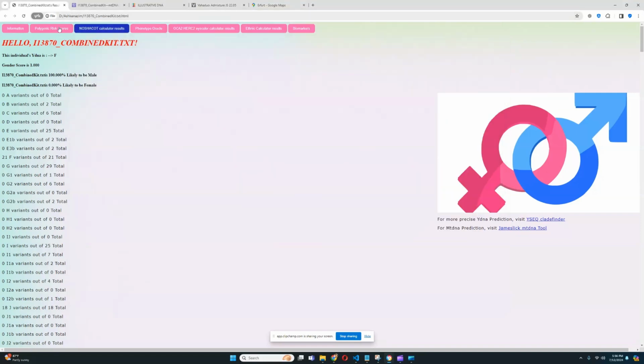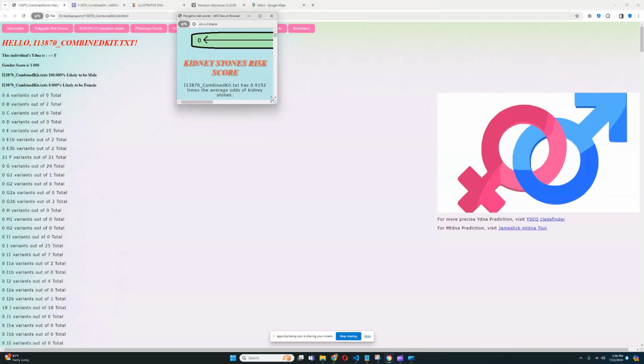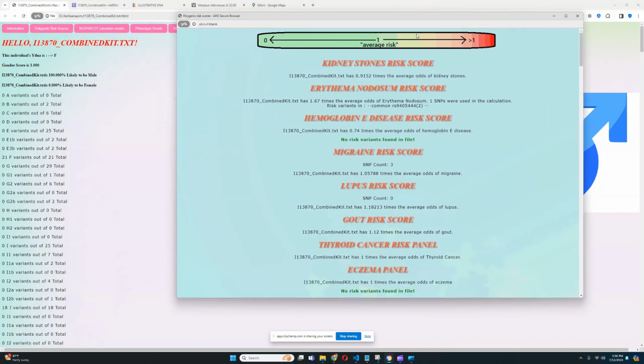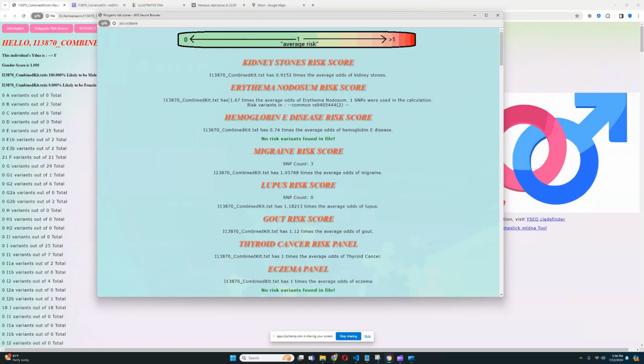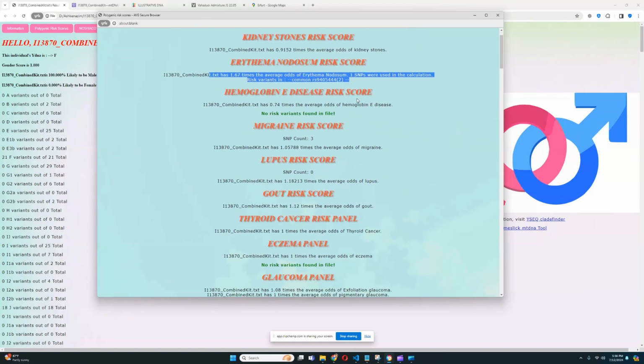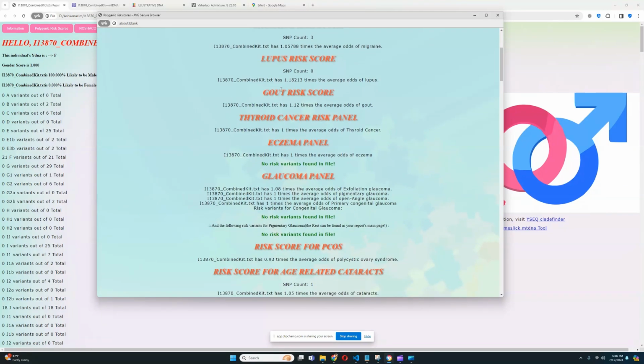All right, let's look at the polygenic risk scores. We are going to ignore everything that is close to 1 and only look at the results that are very distant from 1. So it looks like he's got significantly above average odds for erythema nodosum, below average odds for hemoglobin E disease, and, no, the SNP count is 0, but he's got higher than average odds for lupus.